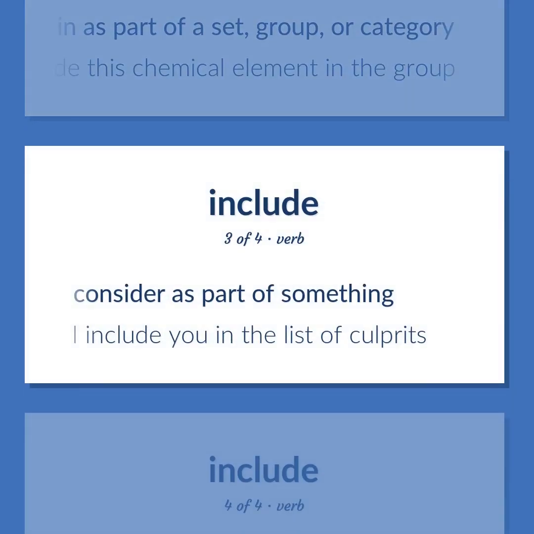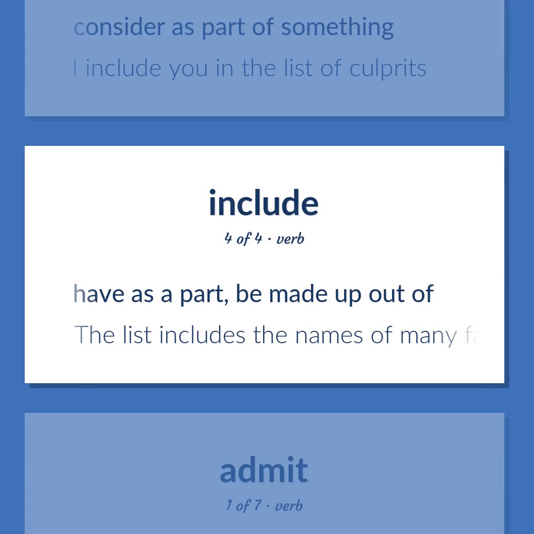Consider as part of something. I include you in the list of culprits. Have as a part, be made up out of. The list includes the names of many famous writers.